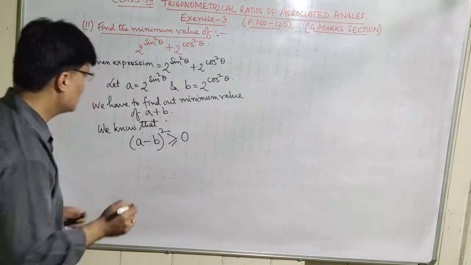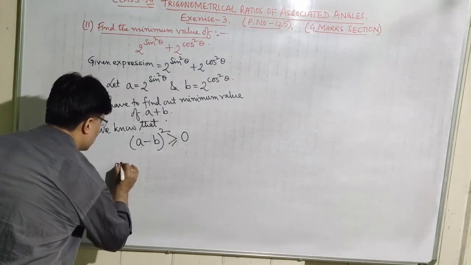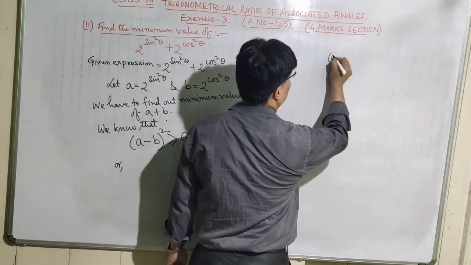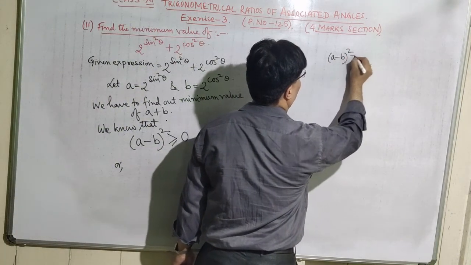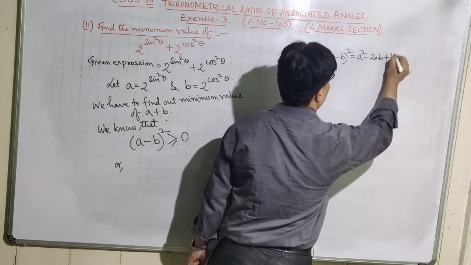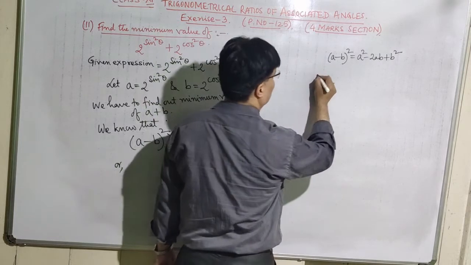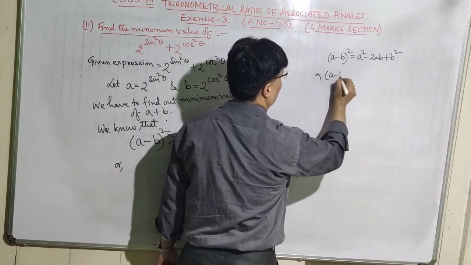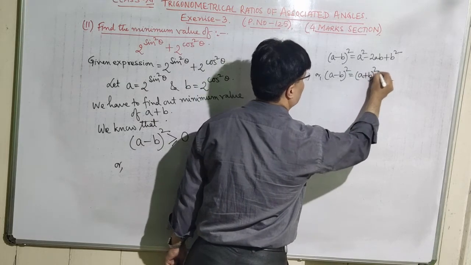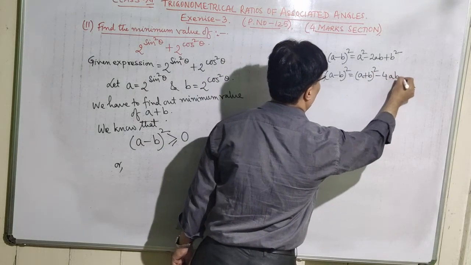Is that clear? So now you should know this formula again. The two formulas for A minus B whole square. That is A minus B whole square is equal to A square minus 2AB plus B square. There is another formula, A minus B whole square is equal to A plus B whole square minus 4AB.